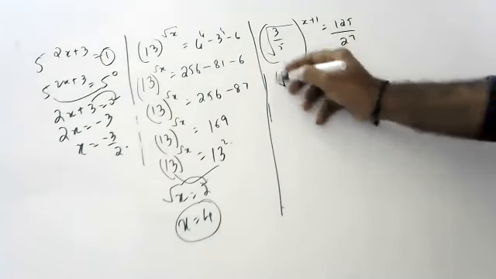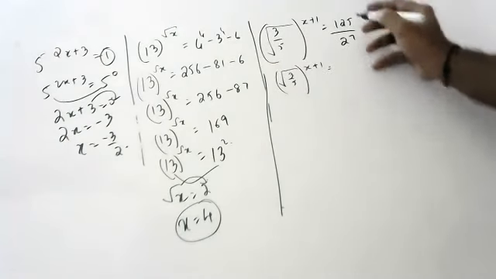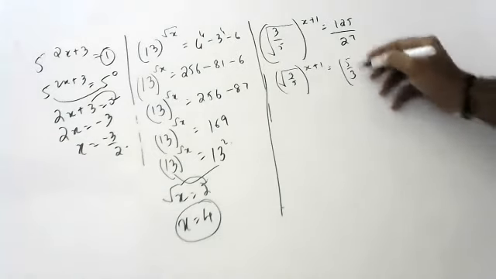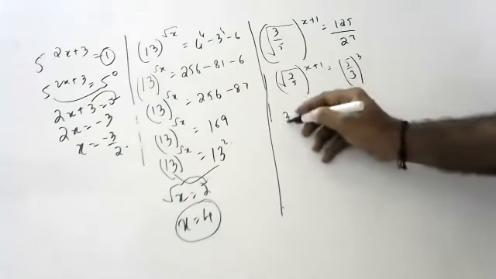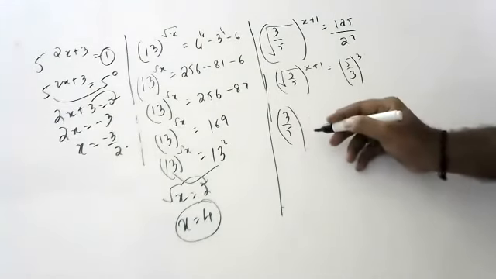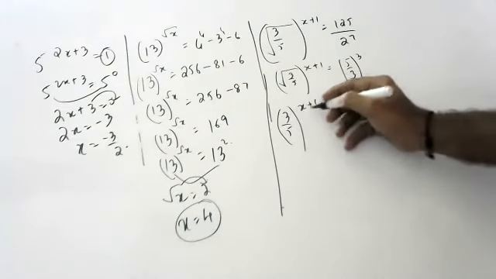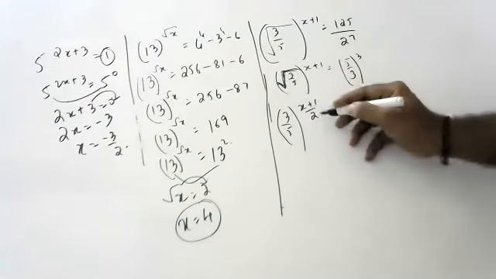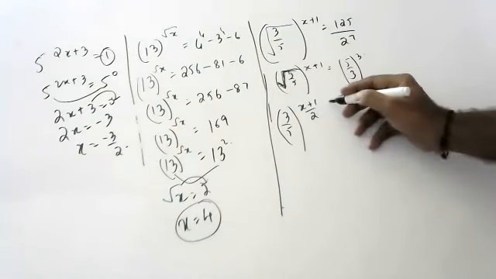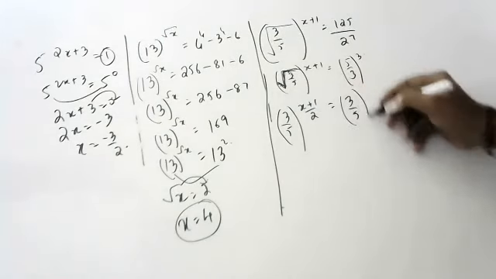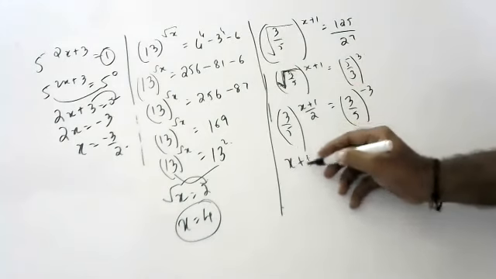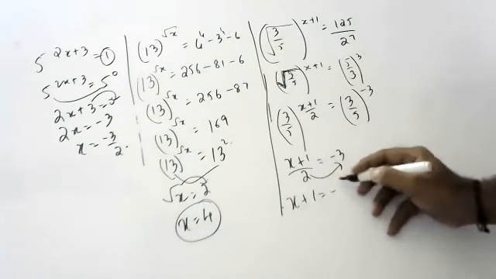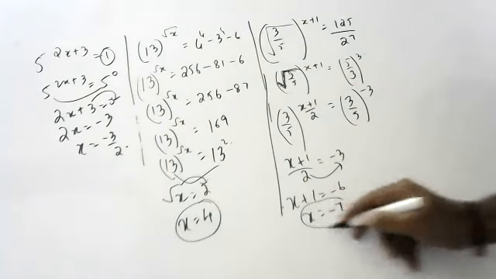Here, tell me this. Root 3 by 5, sir. 3 by 5 to the power of x plus 1 is equal to 3 by 5 to the power of minus 2. This root will become 1 by 2. Is it 3 by 5 to the power of minus 3? Bases are the same, so powers can be compared. x plus 1 by 2 is equal to minus 3. x plus 1 is equal to minus 6. x is equal to minus 6 minus 1. x is equal to minus 7.